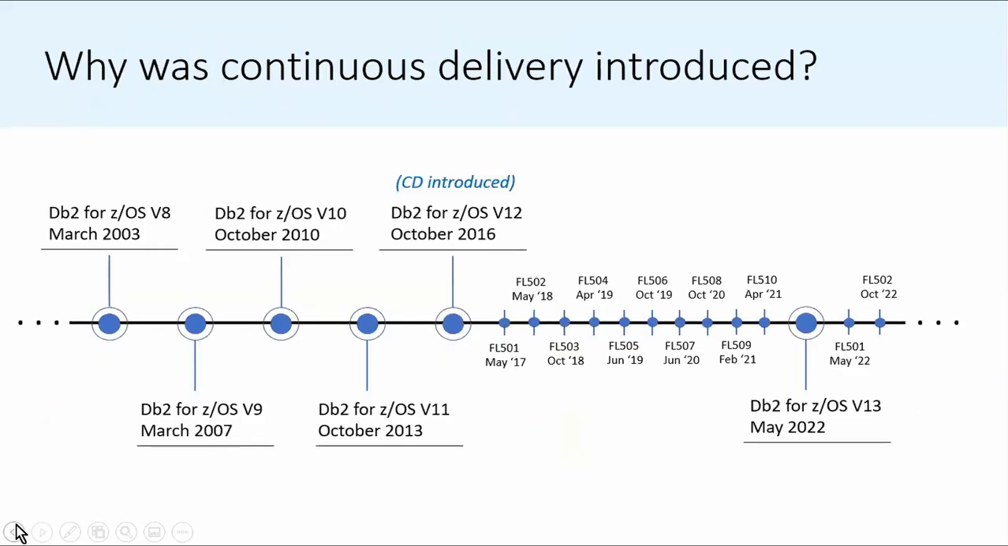So why did we introduce it? Again, here is the timeline, which I referred to a little bit earlier, and you can see the various function levels as they started coming out. And we're looking at between 3 and 4 per year as we roll forward. And we're going to continue with continuous delivery into Db2 13.